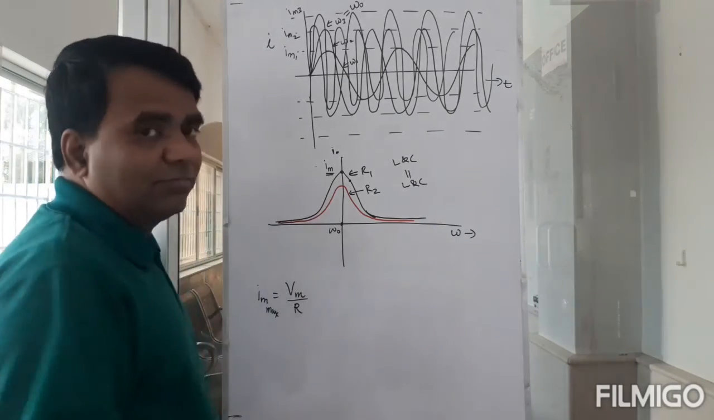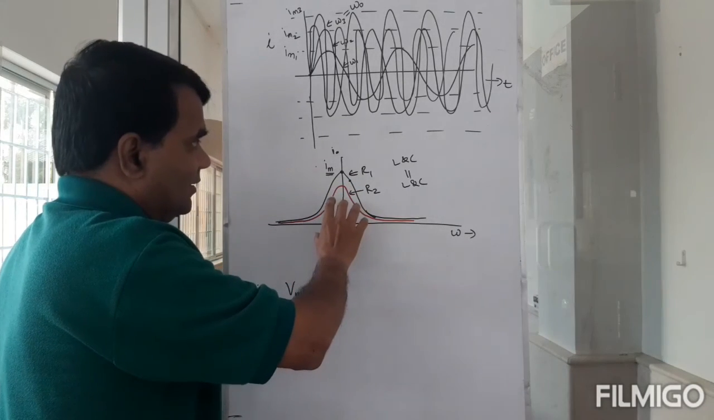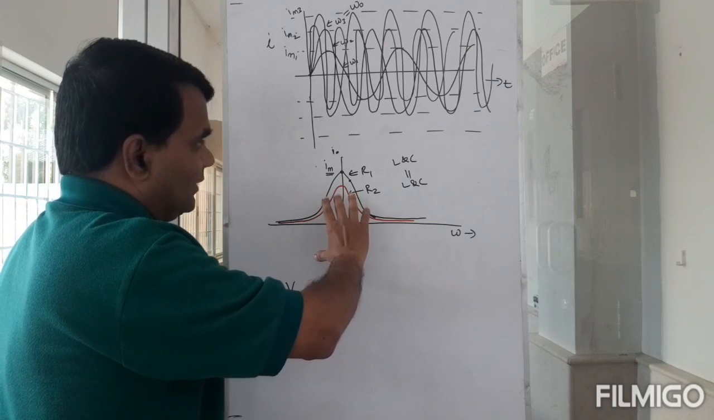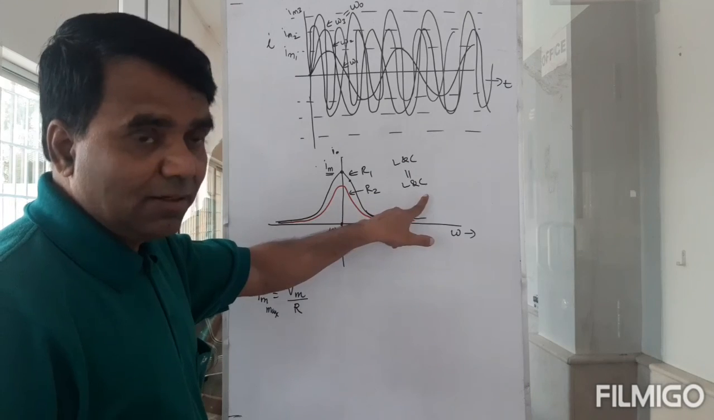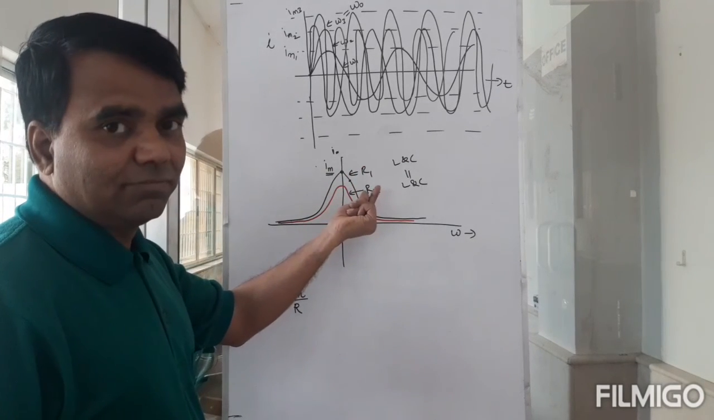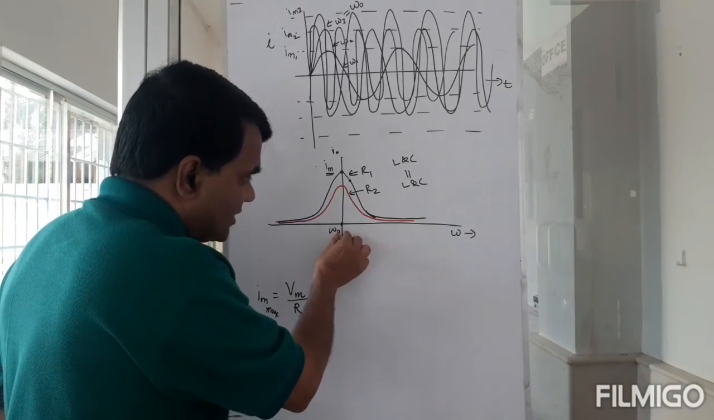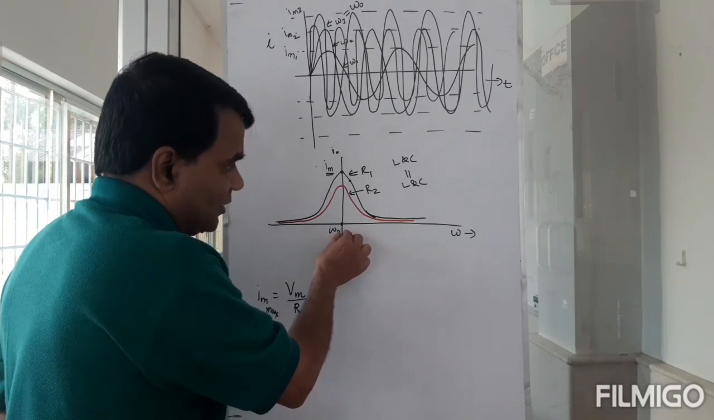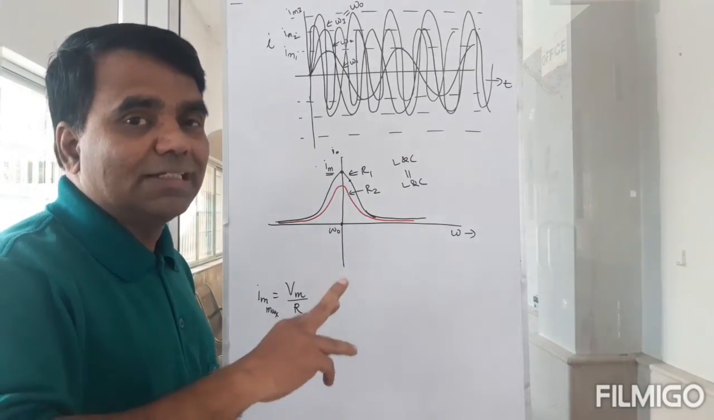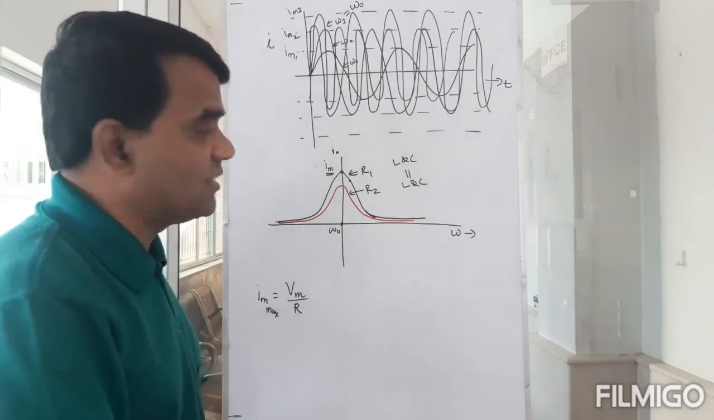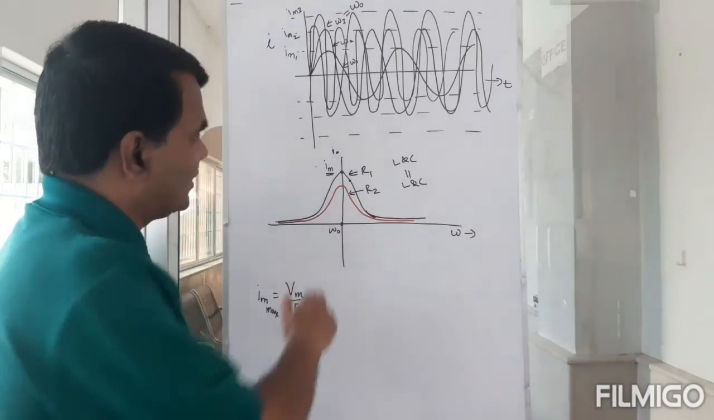And what is the second graph? The second graph is for a different circuit that has the same L and C but a different resistor. So for that circuit also you will have the same resonant frequency here, because L and C are the same, but the resistor is changing. Because the resistor is changing, the maximum current you get will be different. So that's the second graph.